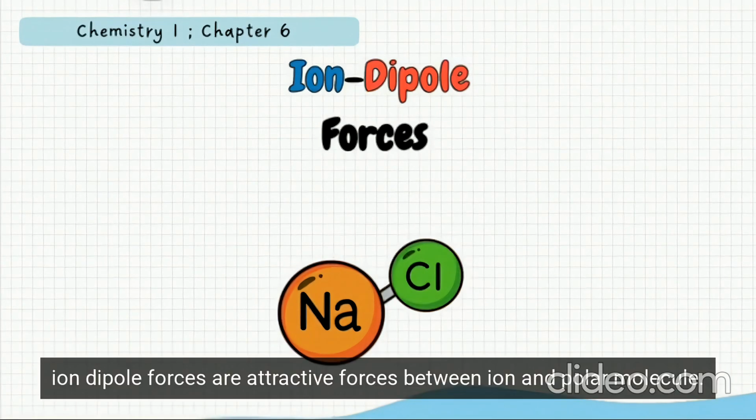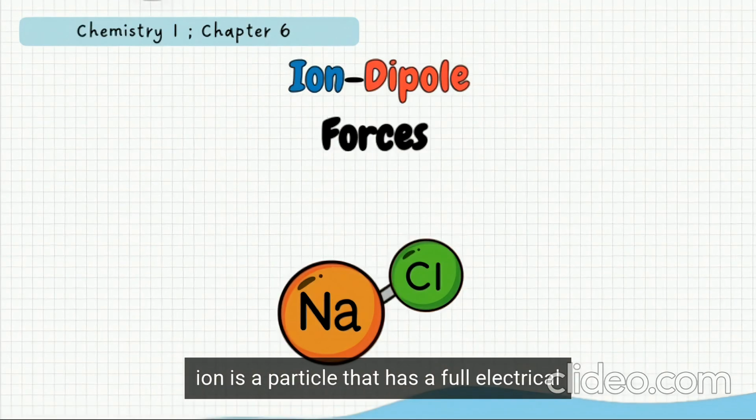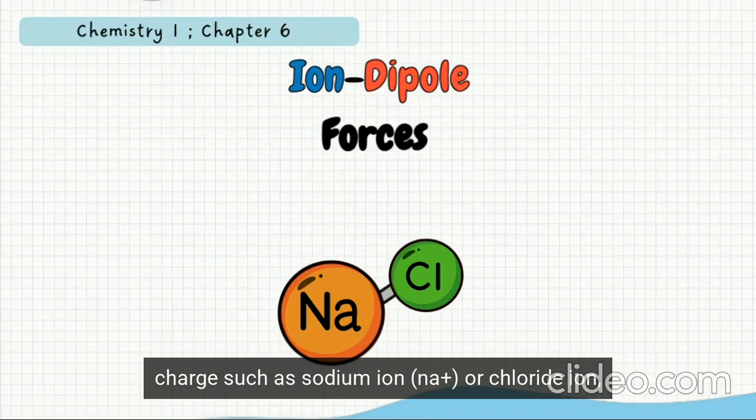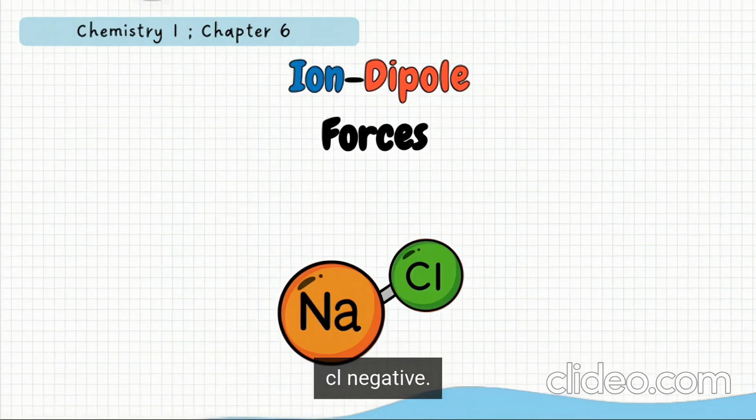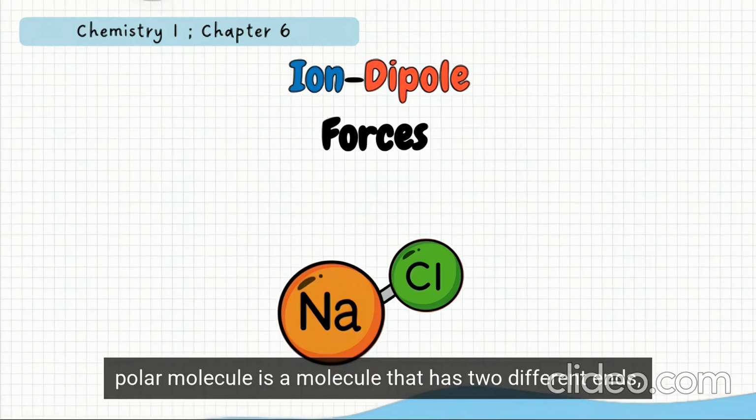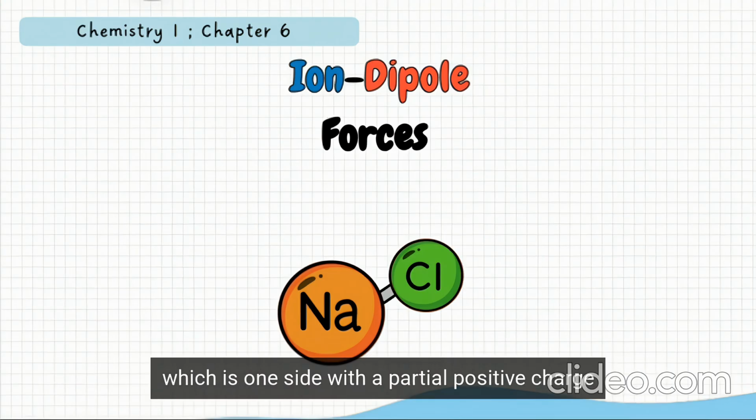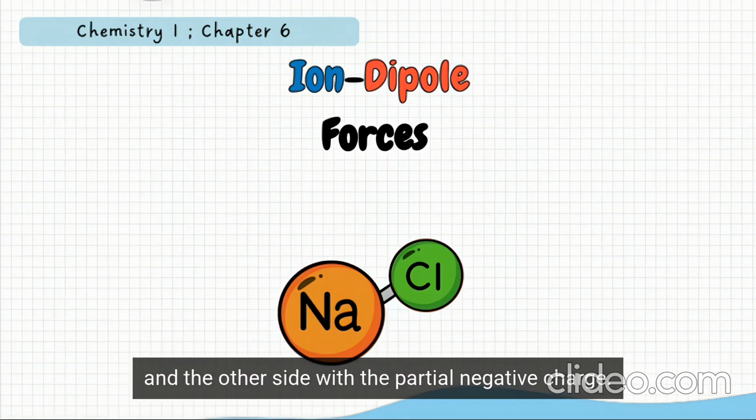Ion dipole forces are attractive forces between an ion and a polar molecule. An ion is a particle that has a full electrical charge, such as sodium ion Na+, or chloride ion Cl-. A polar molecule is a molecule that has two different ends, which is one side with a partial positive charge and the other side with a partial negative charge.